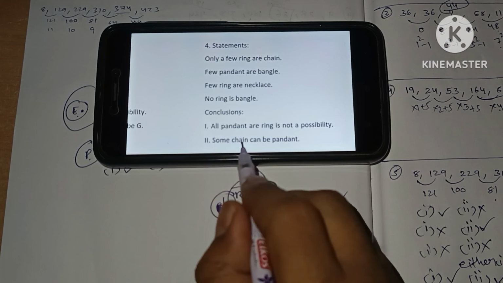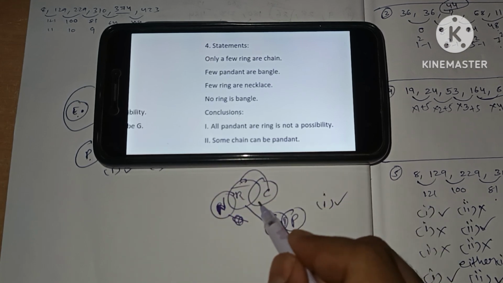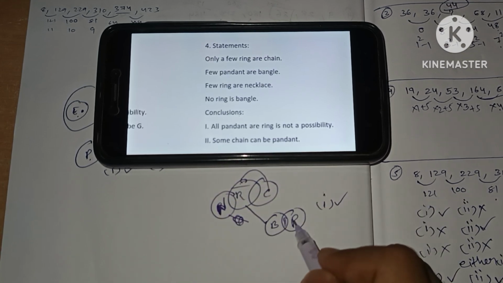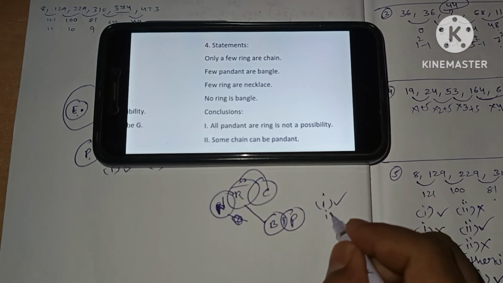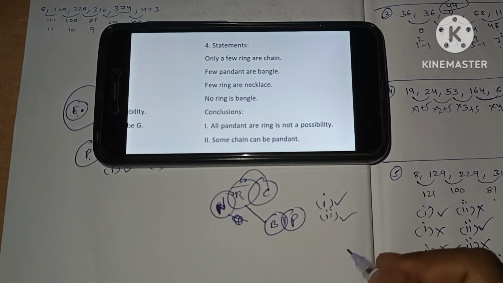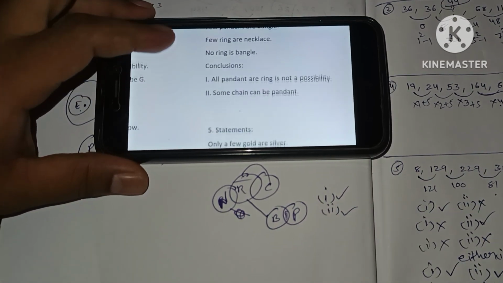Second conclusion. Some chain can be pendant. This is chain and this is pendant. We can share some part, it is possible, so the second one is also true. Both 1 and 2 are true here. Let's see the fifth one.